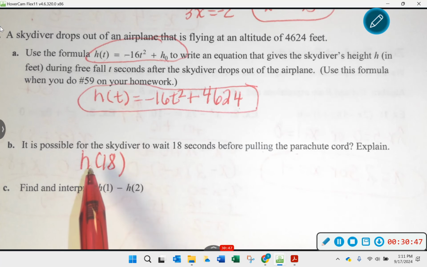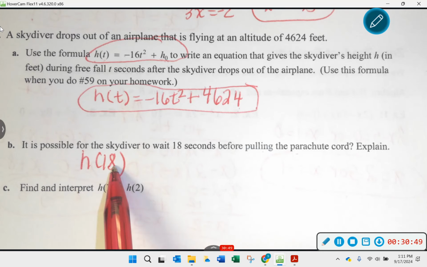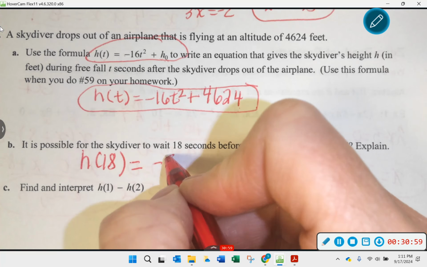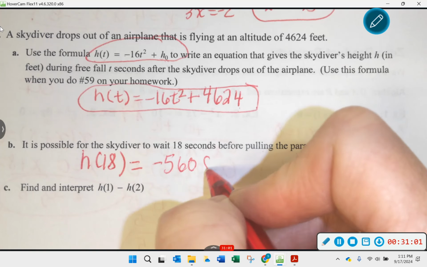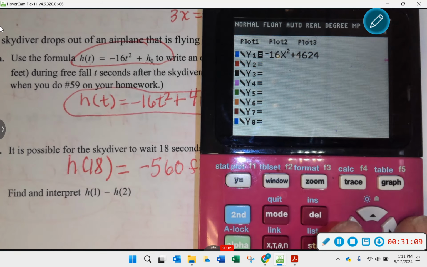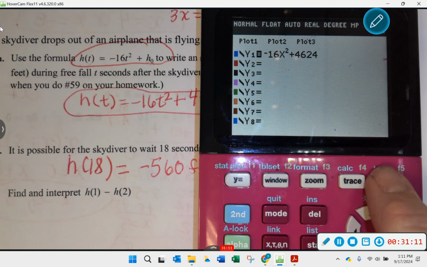All right, so what we're saying here is find h of 18. Find the height at 18 seconds. Does anybody get that height? What'd you get over there, Aaron? Negative. Ooh, is that good or bad for the skydiver? Very bad. What does that mean? He would be where? Below ground, yes. Not good at all. Did you guys just type that into your calculator and then look at the table?